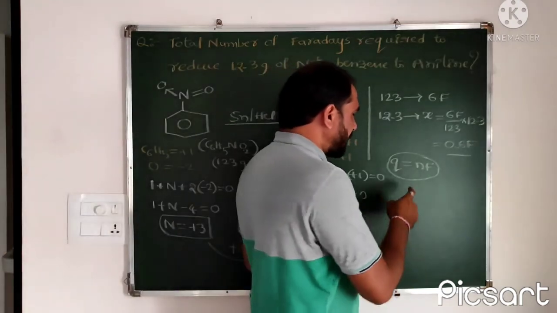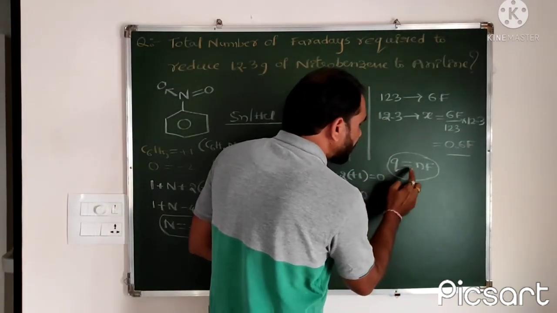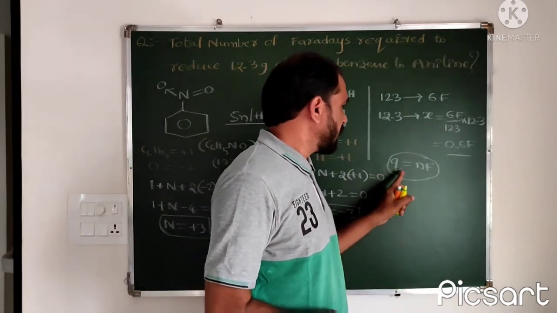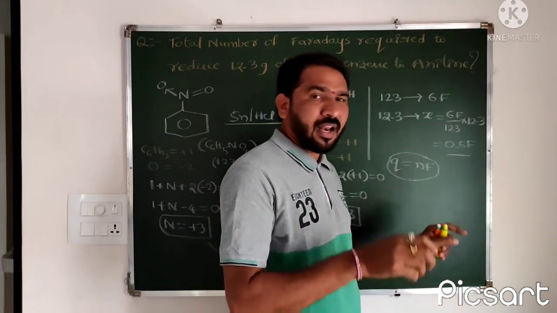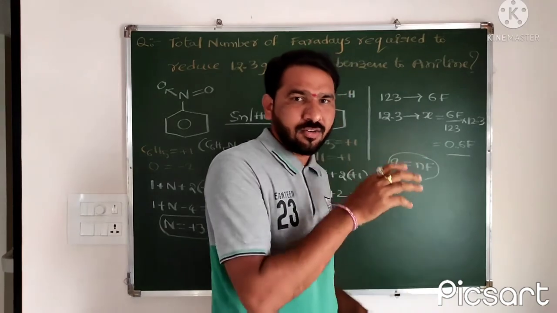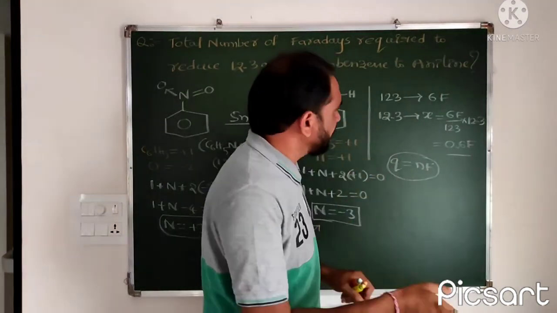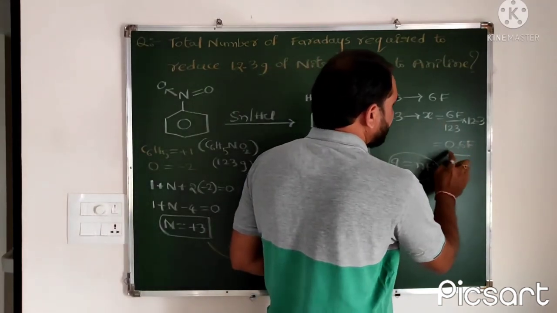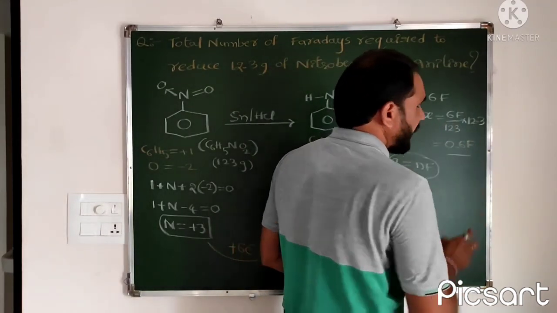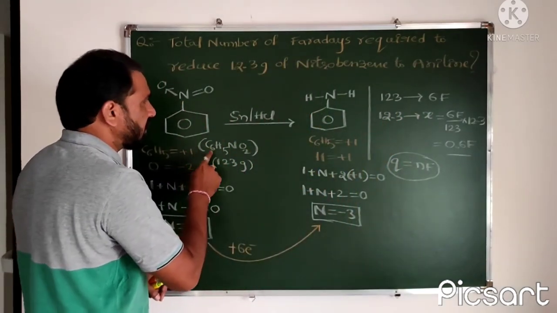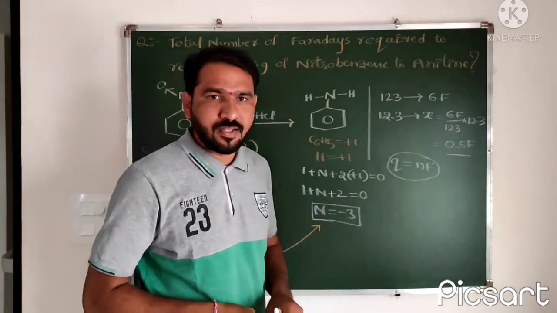Okay, this formula is there, no? Q is equal to nF. The amount of charge Q is equal to the number of electrons participating in the conversion, in Faradays. So based on that, here also the amount of charge is 0.6 Faradays for 12.3 grams of nitrobenzene undergoing reduction. Is it clear?